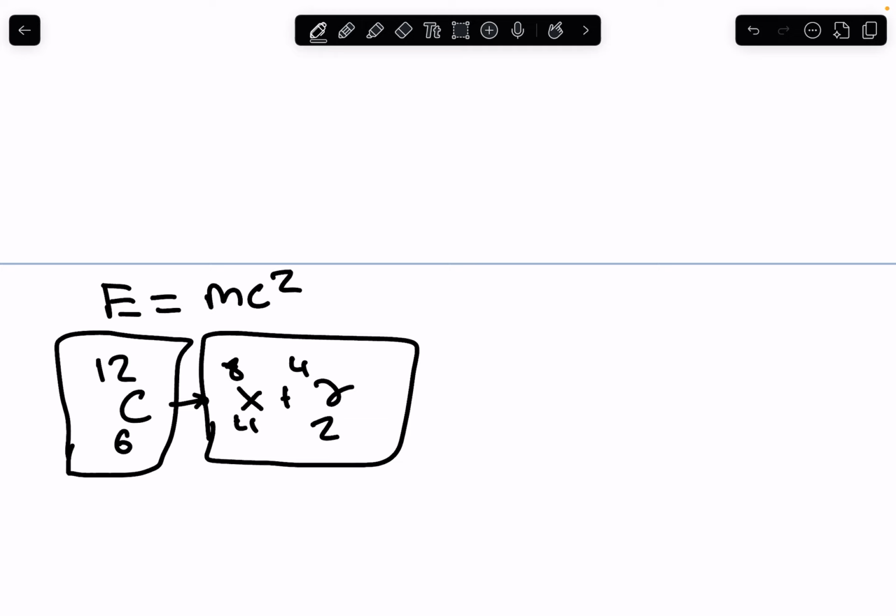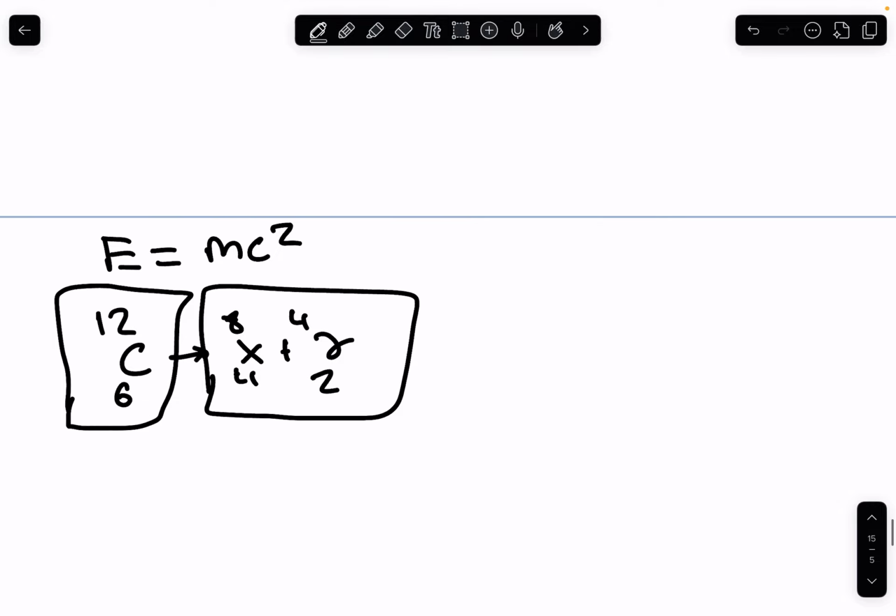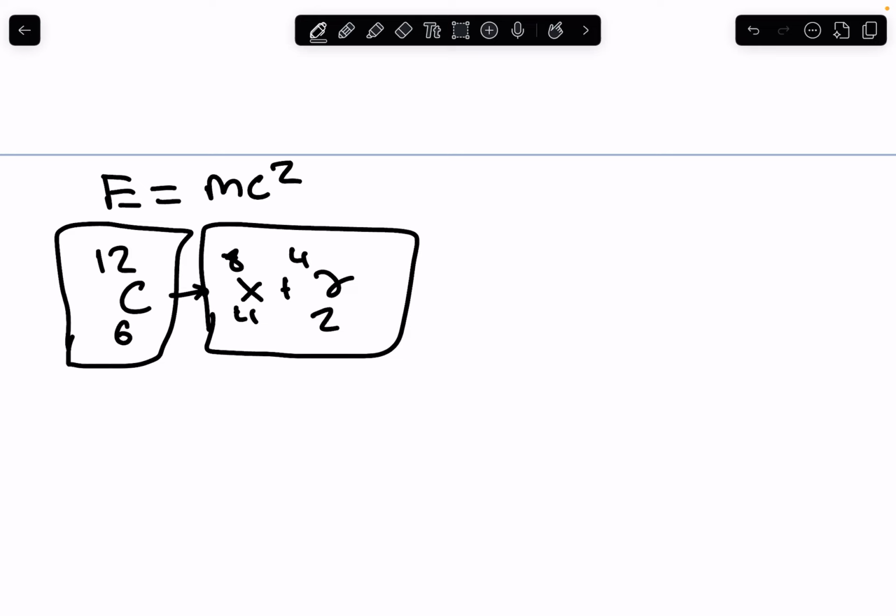So the only way that Einstein could explain this is that the mass was converted into energy, and that energy was released. In order to find that energy, we take the mass difference between all three of these and multiply by the speed of light squared. The mass difference between them is known as the mass defect. And that mass defect is the mass that has been converted into energy through the radioactive decay process.